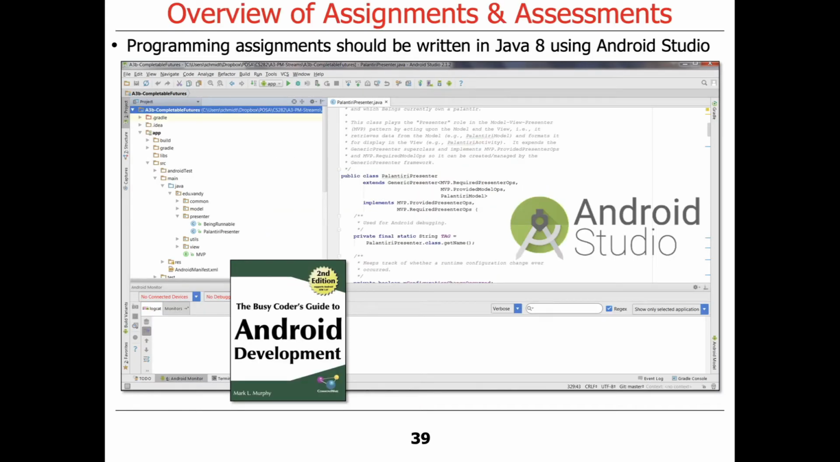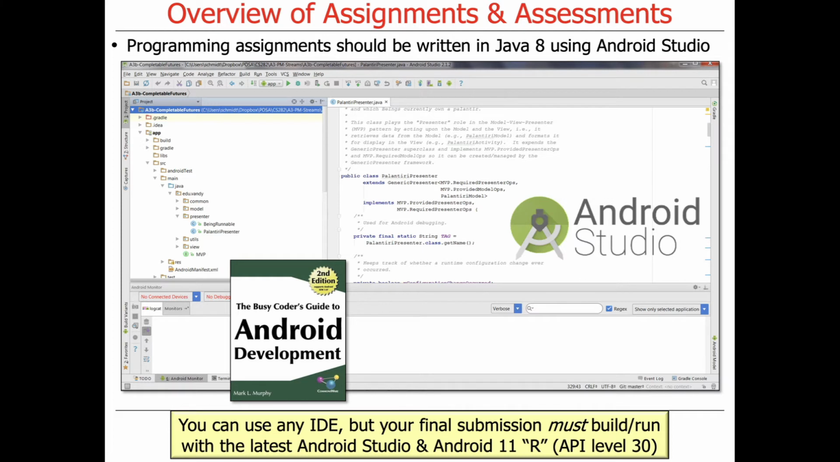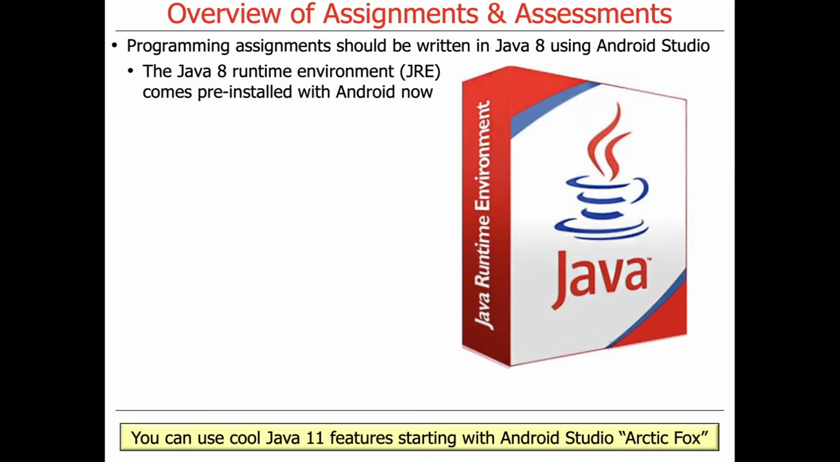There will be programming assignments written using modern Java. That should actually say Java 11, because that's the new version that's available with the latest version of Android Studio. So you'll be using Java 11 in Android Studio. And you need to use the API level 30 version of Android and the latest version of Android Studio. I'll talk more about where to find those things in a second.